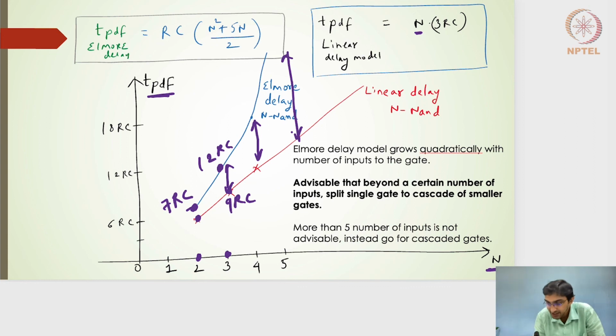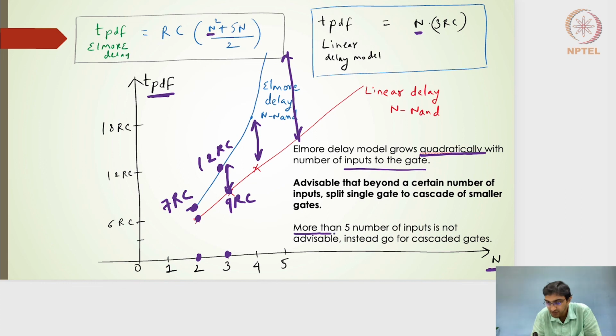The linear delay model is, of course, a linear delay model, but the Elmore delay grows quadratically with the number of inputs. The N square here, as N increases, the number of inputs that defines the N-input NAND gate keeps on increasing, and the Elmore delay method shows that the delay increases quadratically with the number of inputs to the gate. So beyond a certain number of inputs, it is not advisable to have more inputs in a gate. It is advisable to keep the number of inputs to a limit.